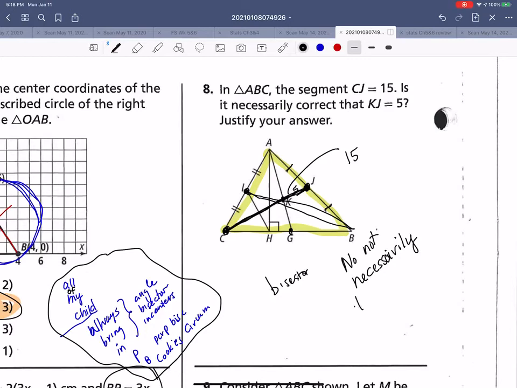I need to make sure G is the midpoint of CB. And right now it doesn't give me that information, so it's kind of not enough information. Okay.